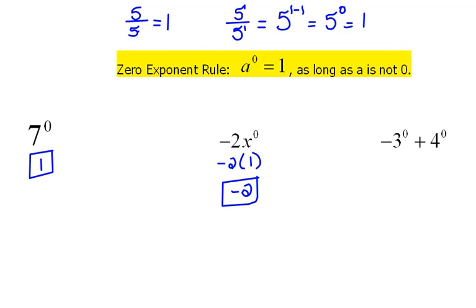Now here again for the next problem, be really careful. The 0 power is only affecting the 3, not the negative. So 3 to the 0 power is 1, but then we have that negative also on the outside. Plus 4 to the 0 power is 1. So now we have negative 1 plus 1, which is actually 0.